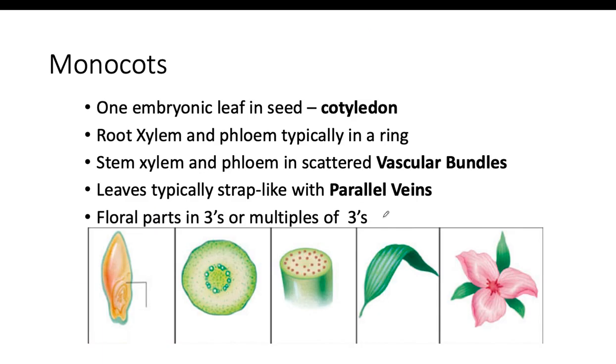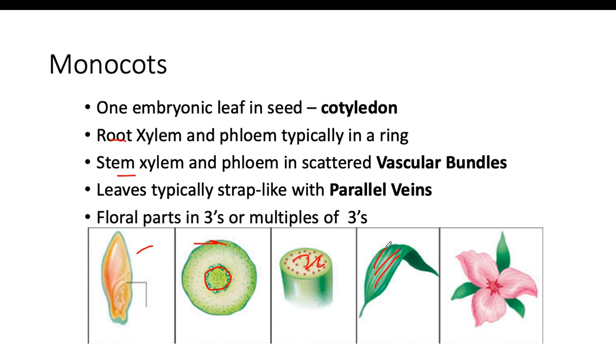Starting with the monocots, again, you have 1 cotyledon in the embryonic leaf. In the root, which is here, you have xylem and phloem in a ring formation in the center. In the stem, the xylem and the phloem are kind of randomly dispersed all throughout the stem. The leaves, the veins are parallel; they aren't branched.